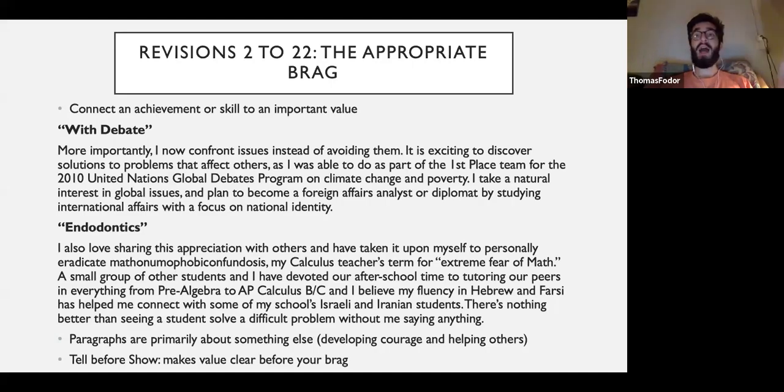But if you start with a value, you prime the reader to say, this is the person who is writing this essay. Here's an example of when this value led to a concrete benefit or a concrete achievement in their life. So unlike the prior example where normally you would show before you tell, when you're doing a brag, it might be better to tell before you show.